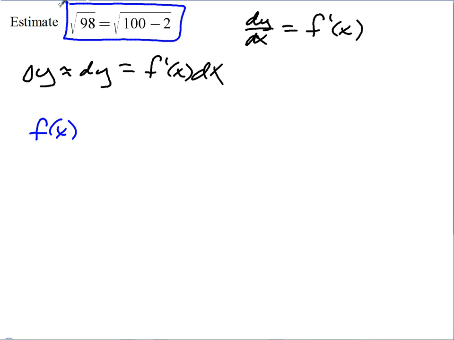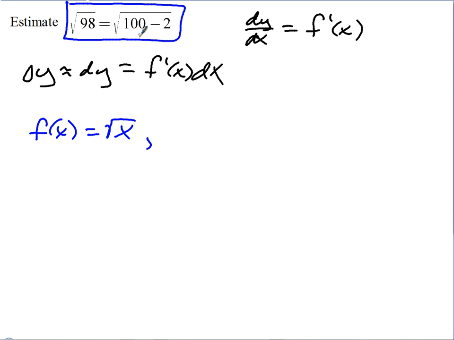Square root of 98 is a number, but what's the function? We're taking the square root of x, so f of x is the square root of x. What is x going to be? x is going to be 100. In propagated error, we said x was the measured amount, and there was some error in the measurement that could cause us to budge from that x value.